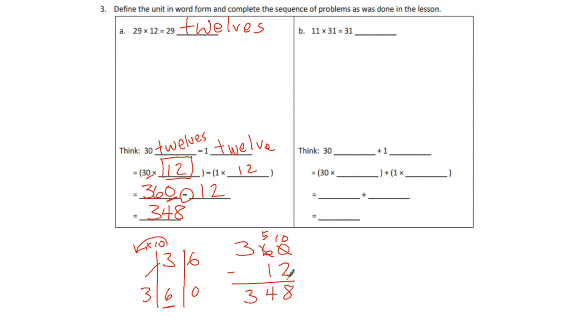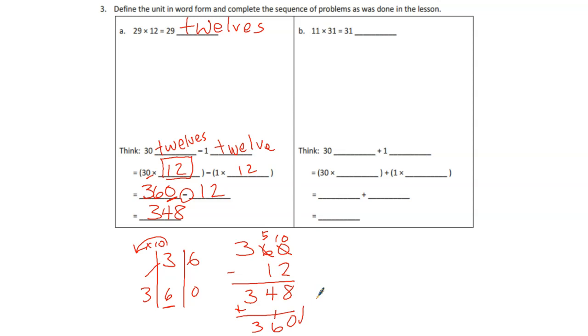And if you add, inverse operation, the opposite of subtraction is addition. If I add the 12 back, I can see that 8 plus 2 is 10. 4 plus 1 is 5, plus 1 more is 6, 3 plus 0. So I know that it checks out. Alright, inverse operation to check my work.